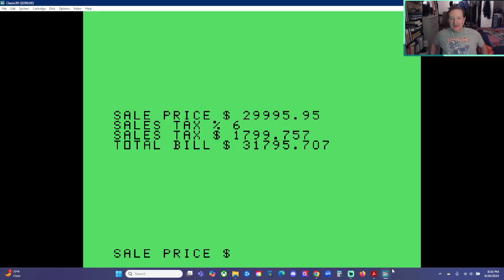So that would be $1,799.757 for a total bill of $31,795.707, or 71 cents if we rounded it up. So it's a nice little way to calculate the sales tax.